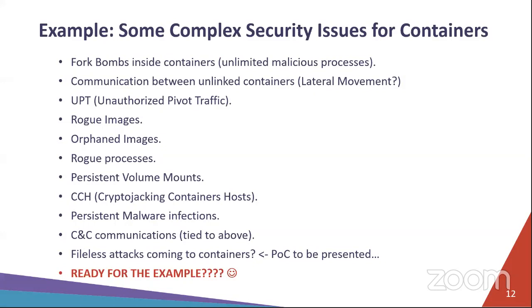I also have unauthorized fiber traffic, which is basically traffic that should not be happening between containers. Rogue images: images that should not be in my environment but appear there, or appear in registries, and then eventually I download them and use them without my knowledge. Orphaned images: images that are there, but people forgot about them and they just remain there, either running or just residing.